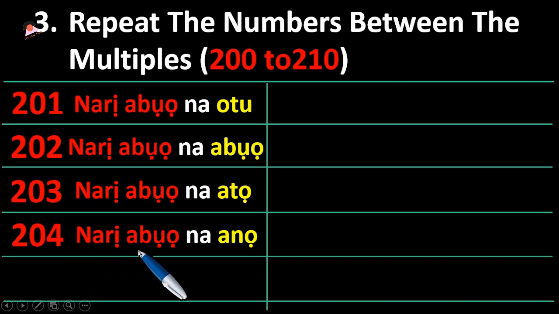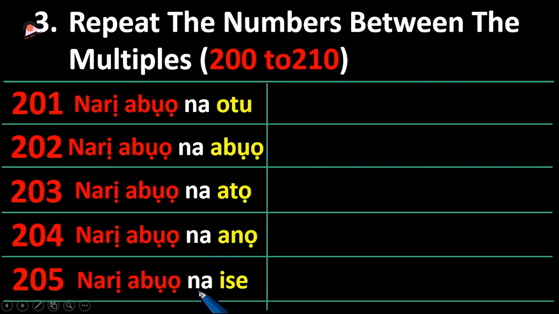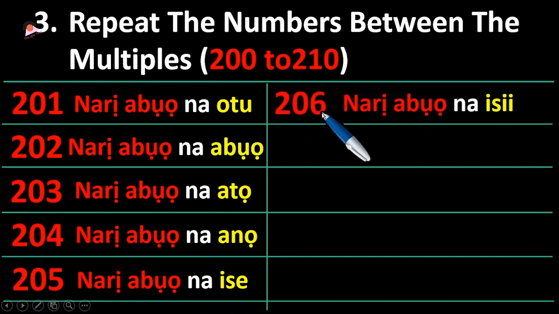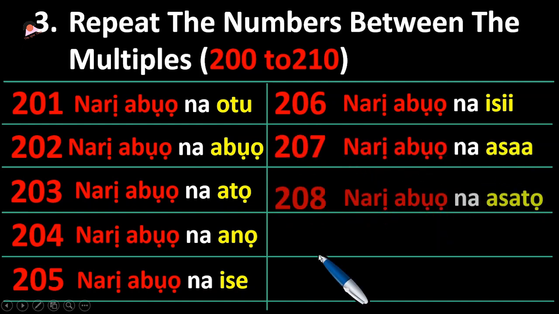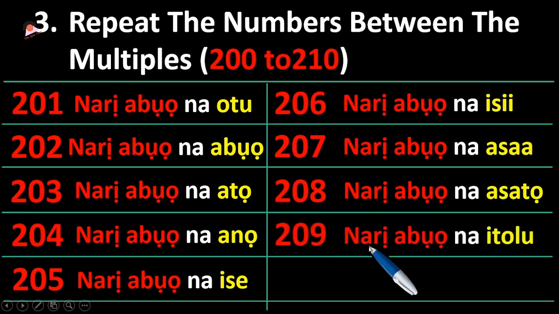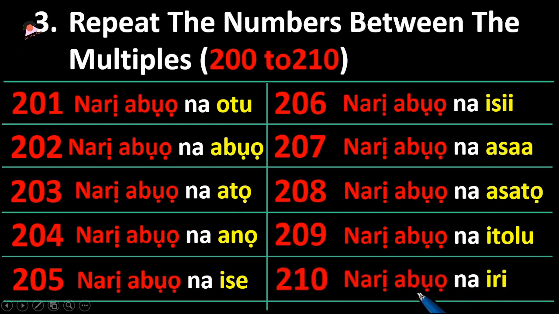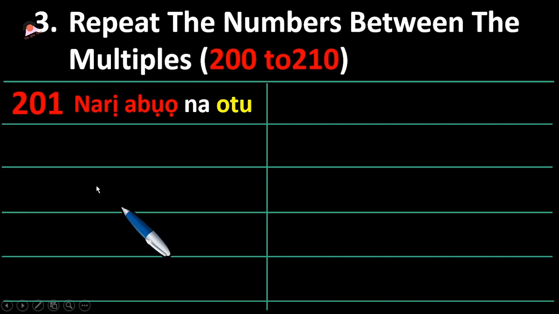204, nare abua na ano. 205, nare abua na ise. 206, nare abua na isi. 207, nare abua na asa. 208, nare abua na asato. 209, nare abua na itolu. 210, nare abua na iri. Very simple, but let's do it again for emphasis sake.